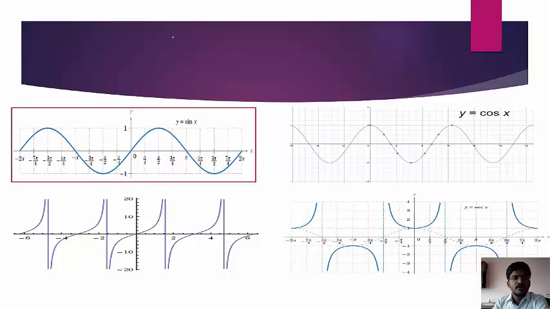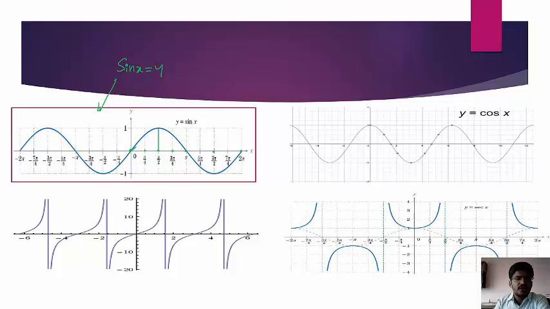See here, my dear students, this is the sin x function, that is y equal to sin x. Sin 0 will be 0. Sin pi by 4 will be 1 by root 2. Sin pi by 2 will be 1, so this is the height of sin pi by 2. Next, sin 3 pi by 4 is 1 by root 2. Sin pi will be 0. Sin 3 pi by 2 will be minus 1 and sin 2 pi, that is 360, will be 0.